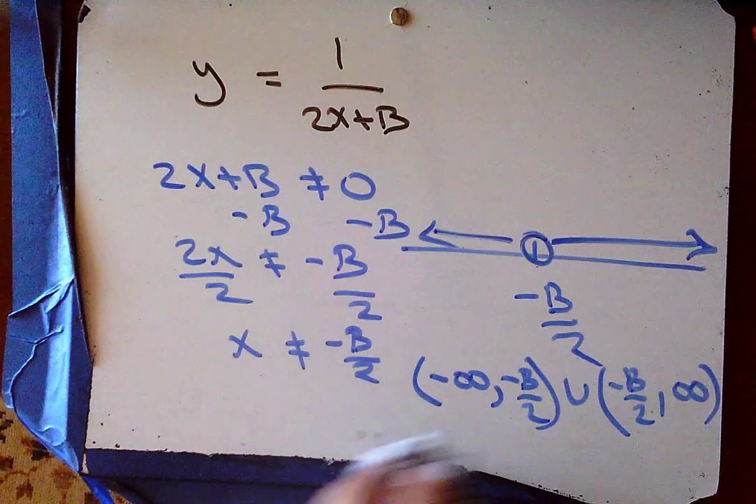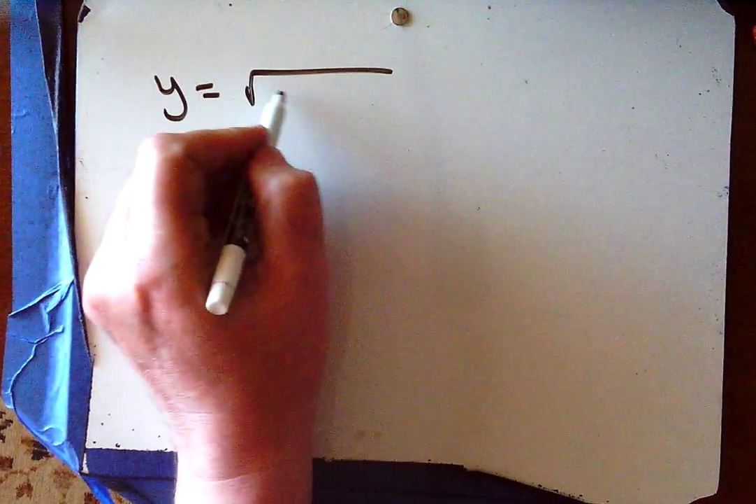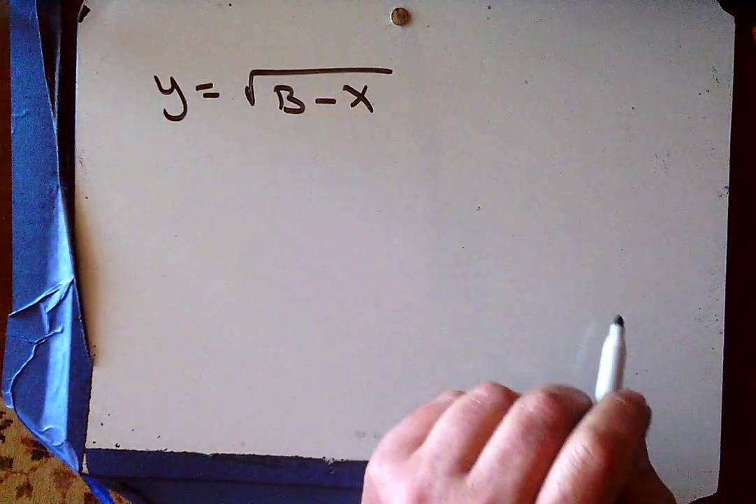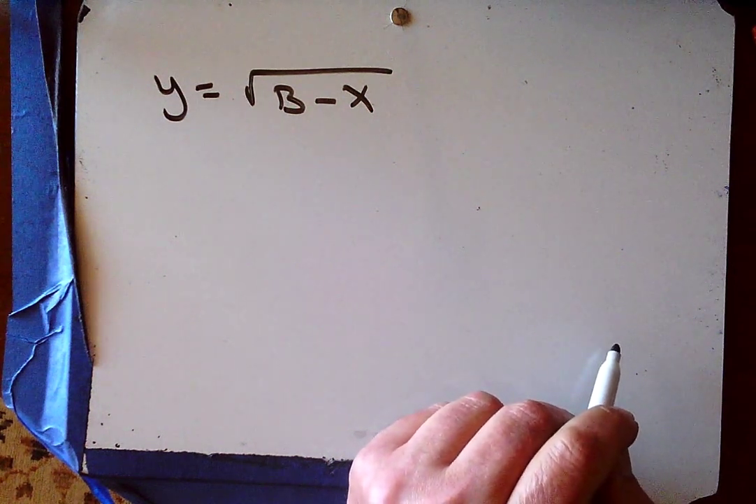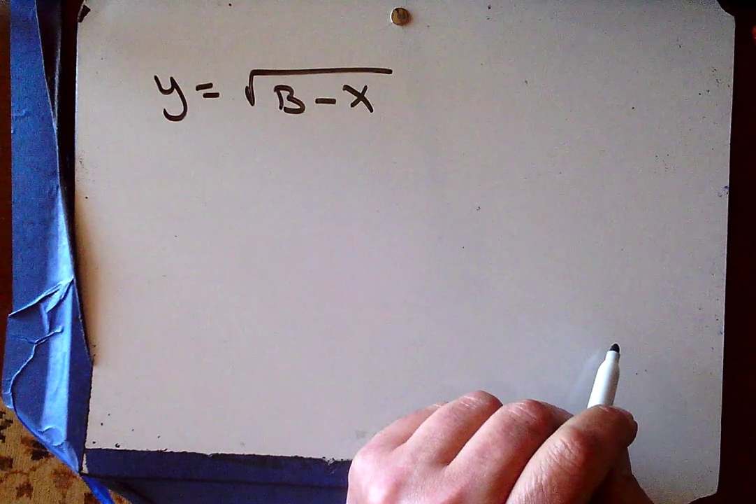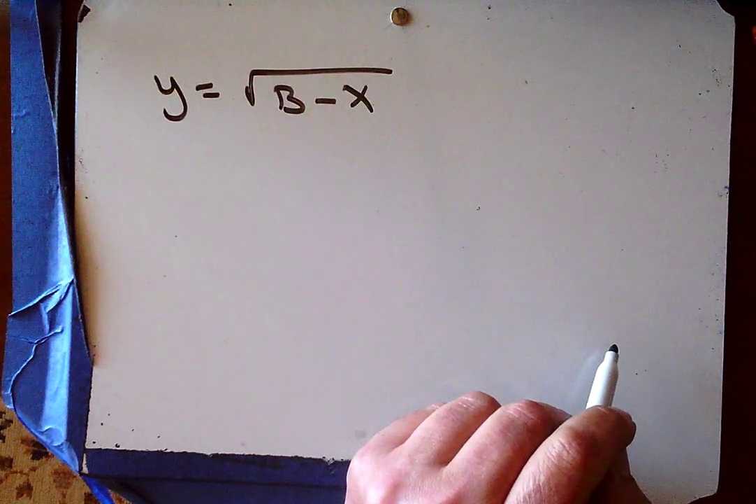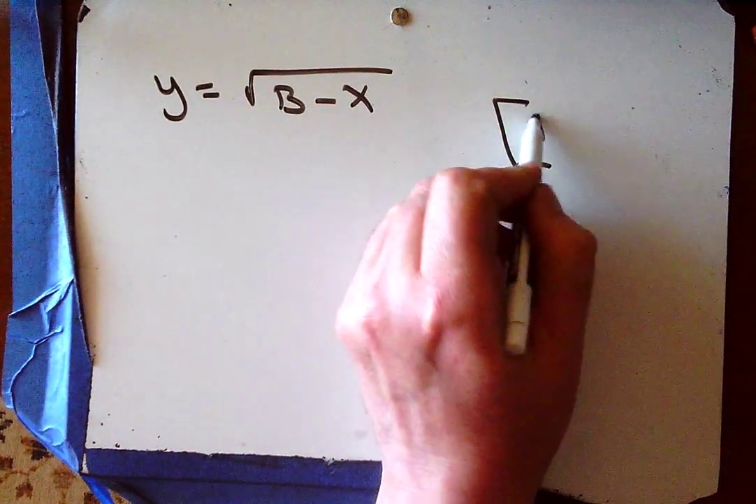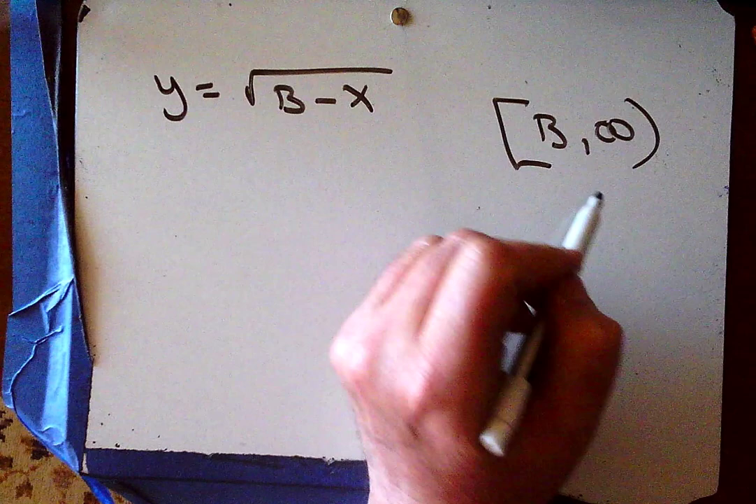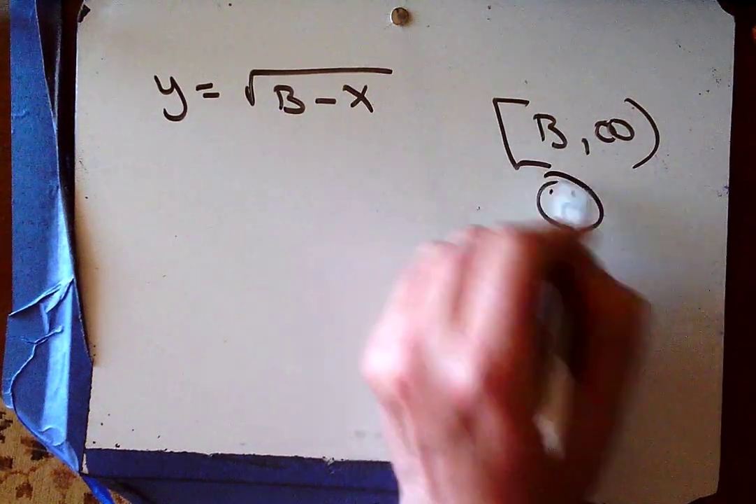All right. One more. How about y equals the square root of b minus x? Give that one a try. Welcome back. If you have this, so close, but not right.